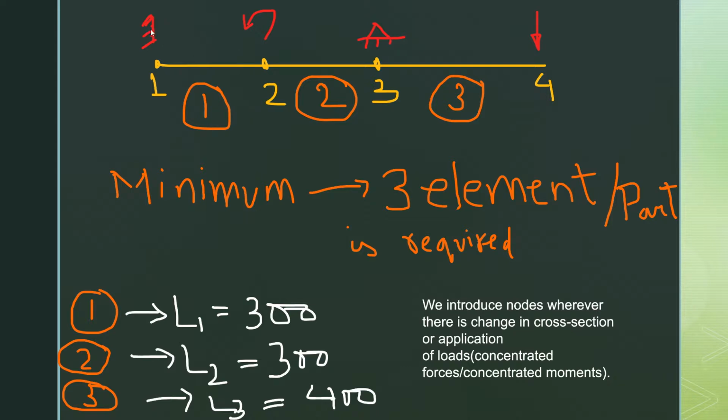So we see that at 0, 0 there is a fixed support, at 300 comma 0 there is a moment acting, at 600 comma 0 there is a hinge support, and at 1000 comma 0, which is node 4, there is a concentrated force. So we have chosen node 1, node 2, node 3 and node 4. Therefore we can denote them as first part, second part and third part, or element.